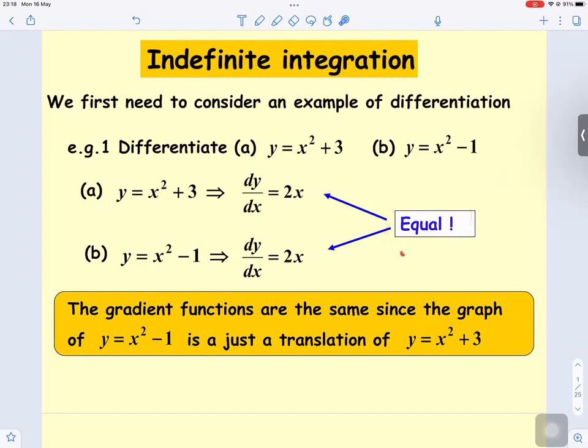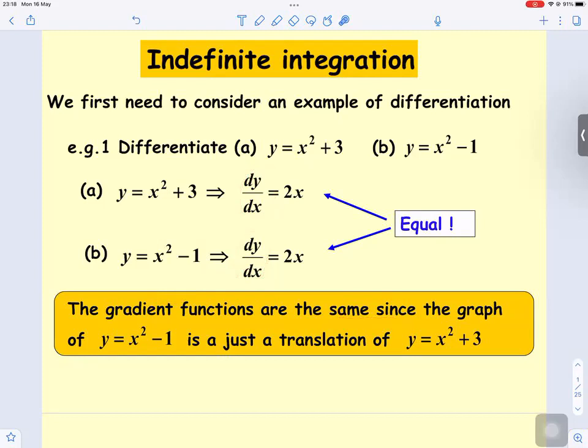Equal comes from the Greek word equitas, which means the same. So when you differentiate x squared plus 3 and x squared minus 1, you get 2x and you get 2x. It's the same. But you have plus 3 there, you have minus 1 there. So what we can say is that the gradient functions, dy over dx, are the same.